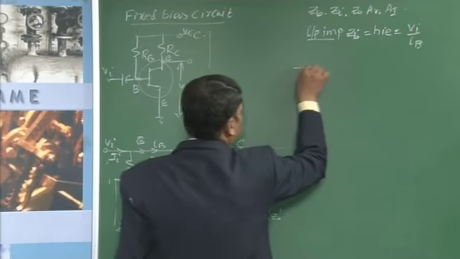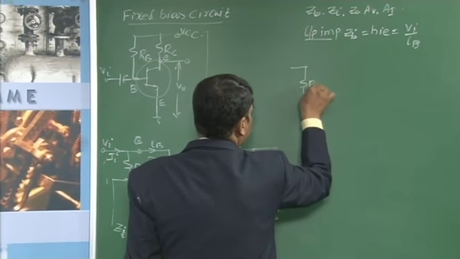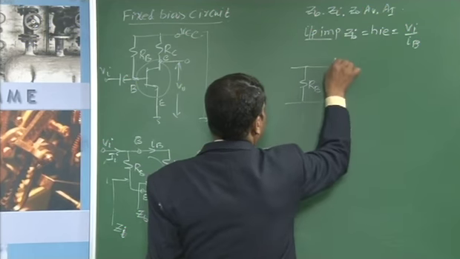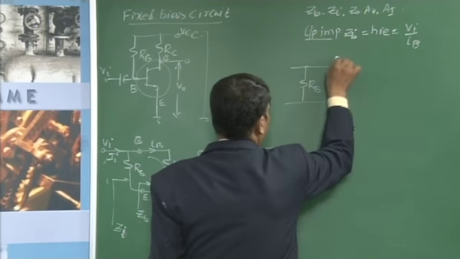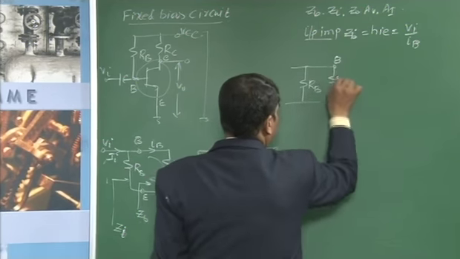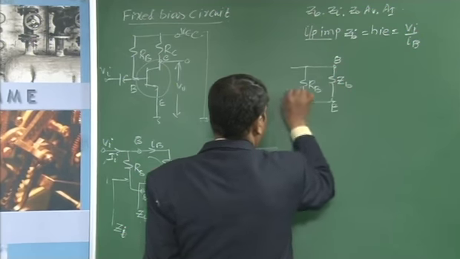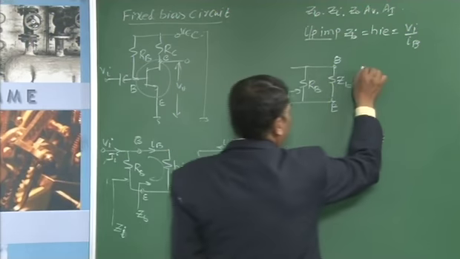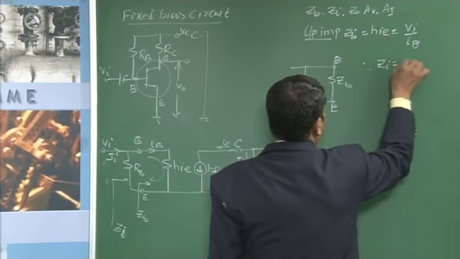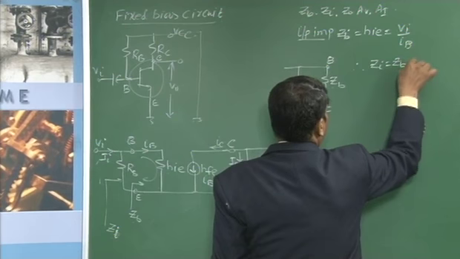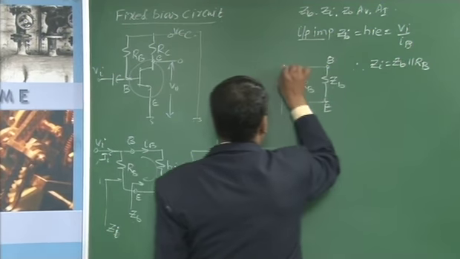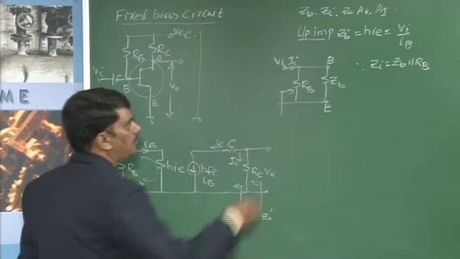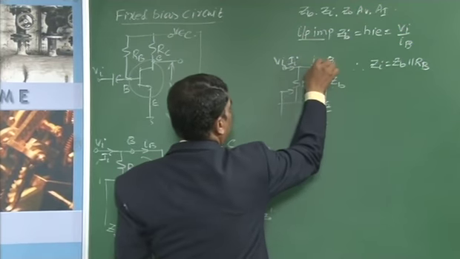Hence, we know that this resistance is RB, and there is a resistance ZB across the emitter and base. Looking into this terminal, these two resistances are in parallel. Therefore, ZI is equal to ZB in parallel with RB. This is VI, the current flowing through this is II, and the current flowing through this is IB.